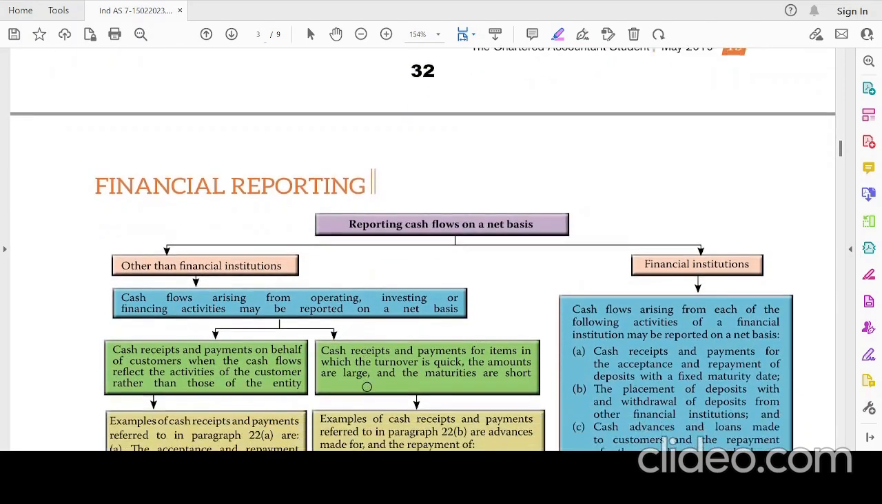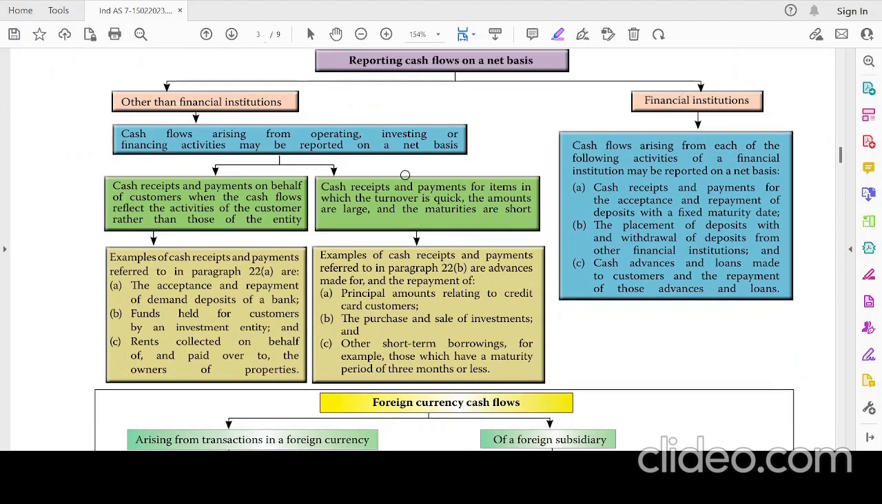Okay, clear. Now, reporting of cash flow on a net basis. Let's first check for financial institutions. Cash flows arising from each of the following activities of a financial institution may be reported on a net basis. What are the things? Cash receipts and payments for acceptance and repayment of deposits with a fixed maturity date. The placement of deposits and withdrawal of deposits from other financial institutions. Cash advances and loans made to customers and repayment of those loans and advances.